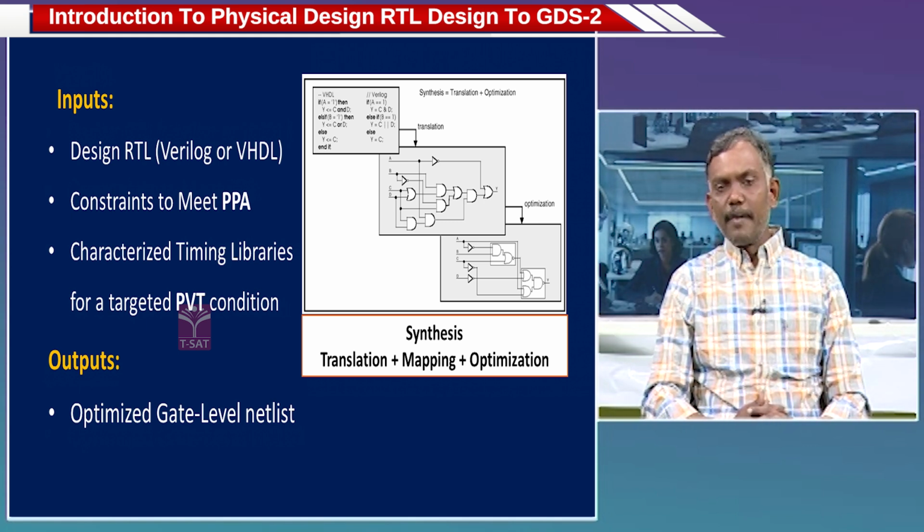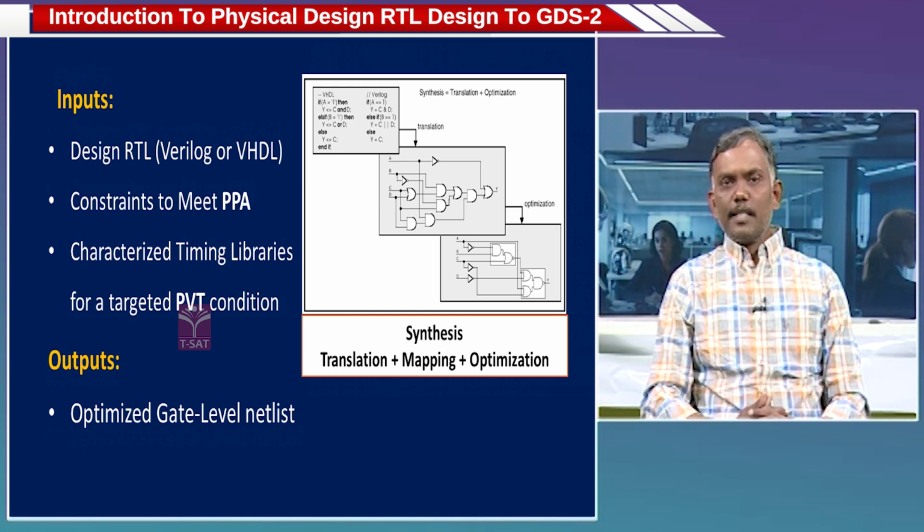And next one is the fast corner. Because of the PVT variations, the cell delay may decrease also. Means fast, your system becomes fast. That is called fast corner. Now we have three corners, slow corner, fast corner and typical corner. Which corner libraries do I need to choose while running the synthesis? That is called targeted PVT conditions.